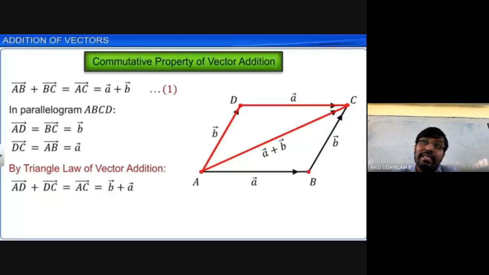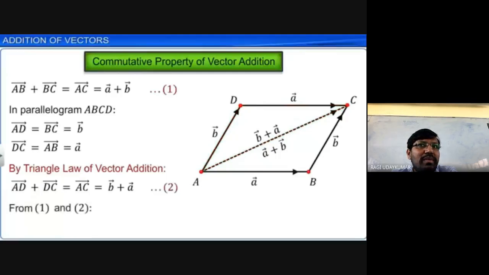AC equals, in that case if we use the triangular law in the triangle ADC, you will get a bar plus b bar. But the same vector can be written as a bar plus b bar, and the same vector can be written as b bar plus a bar in the different triangle if you are taking it into consideration. So that's why both are equal here. So that's why it satisfies the commutative property of vector addition.